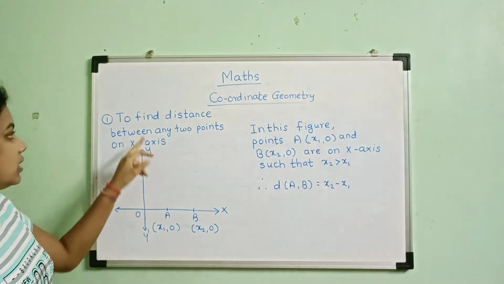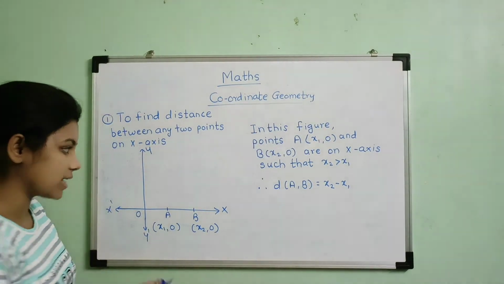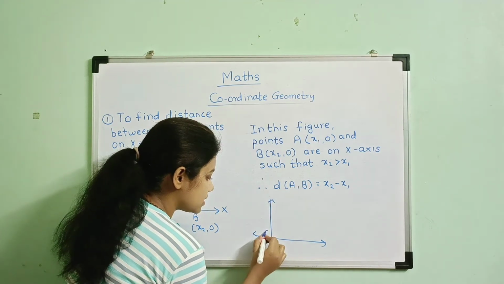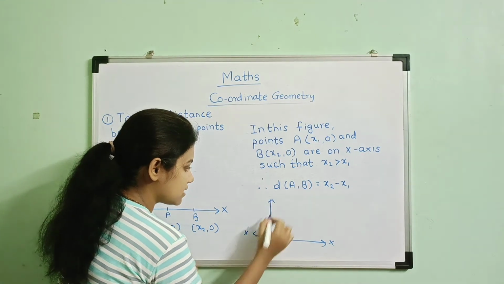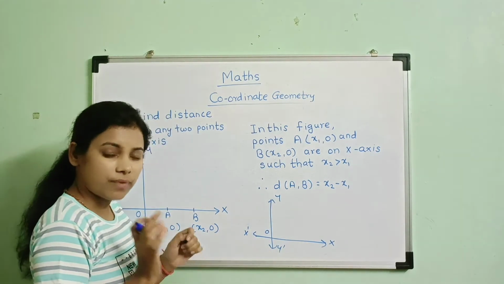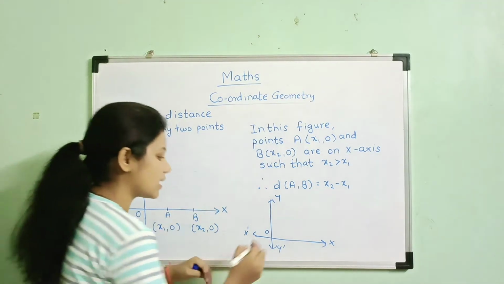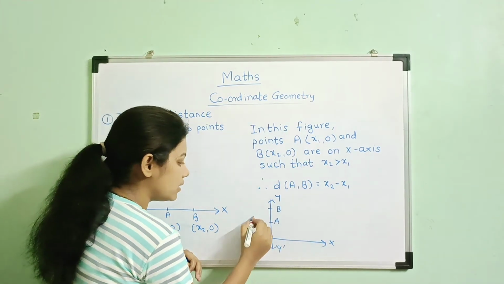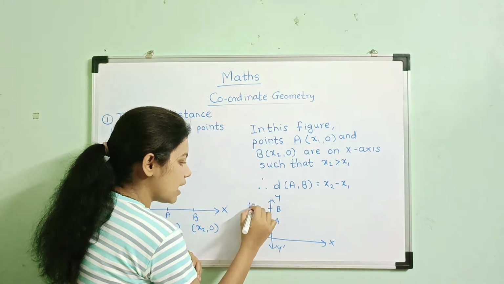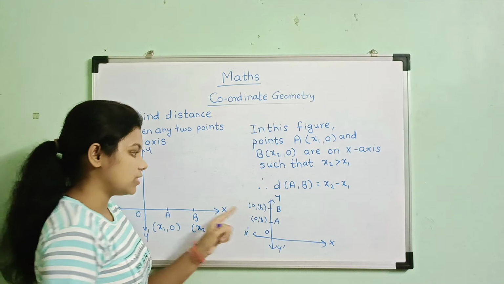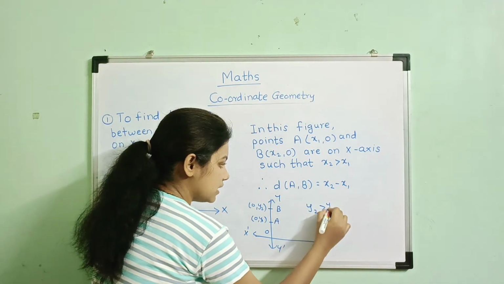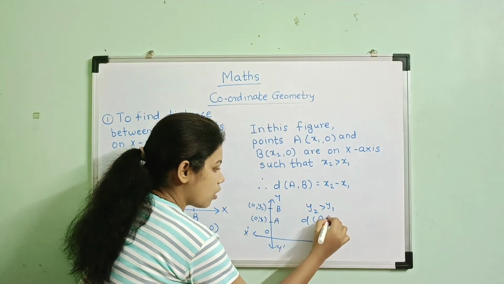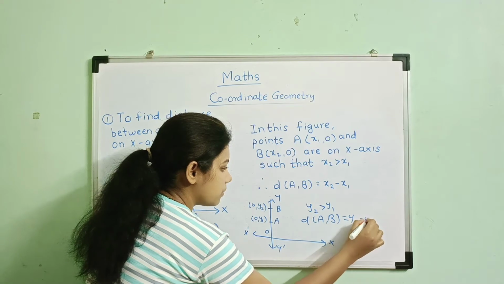Similarly, we can find the distance between any two points on the y-axis. For the y-axis, this is the origin, x-axis, x dash, y and y dash. To find the distance between any two points on the y-axis, suppose this is point A and this is point B. What will be the coordinates? Simply 0, y1 and 0, y2, such that here y2 is greater than y1. Means the distance of AB is equal to y2 minus y1.